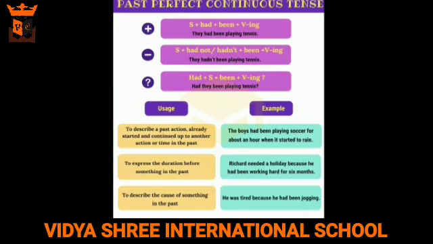Past perfect continuous tense is also used to express the duration before something in the past. For example, Richard needed a holiday because he had been working hard for 6 months. It is also used to describe the cause of something in past. For example, he was tired because he had been jogging. Clear?